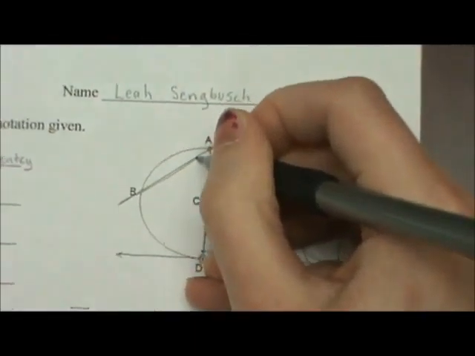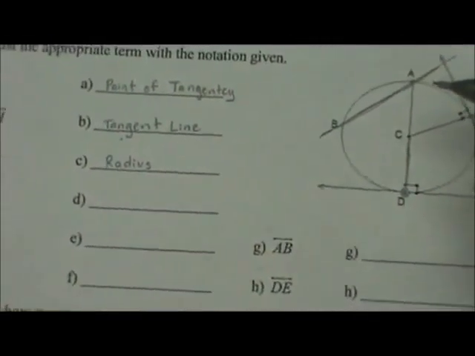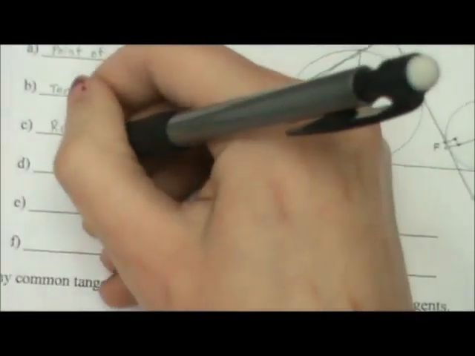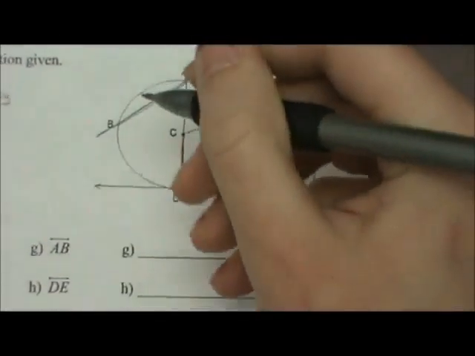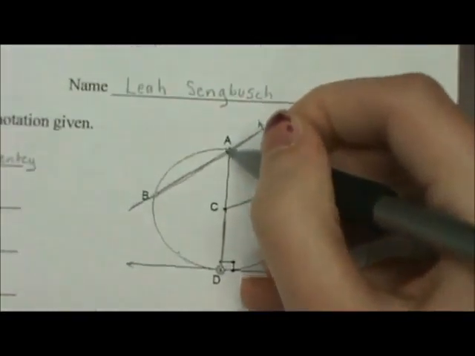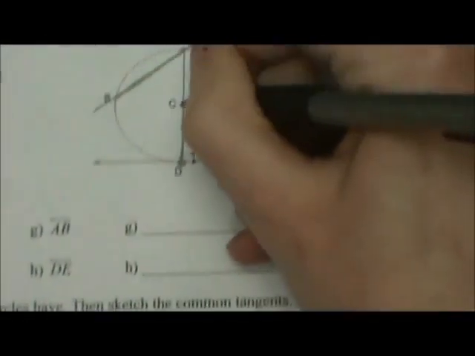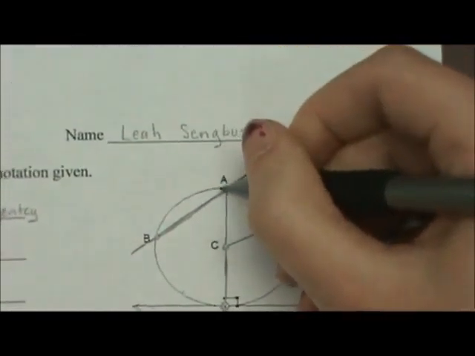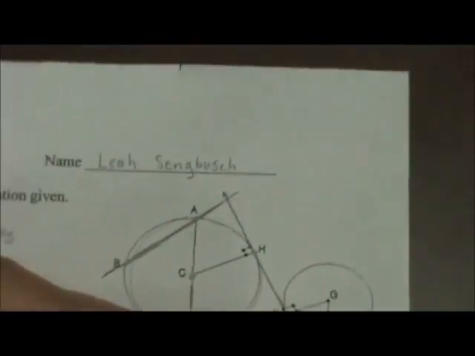AB is a chord because it has 2 points on the circle. C is the center of the circle, so it would be called circle C.